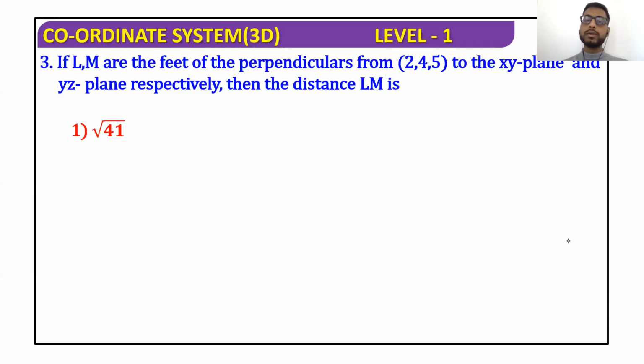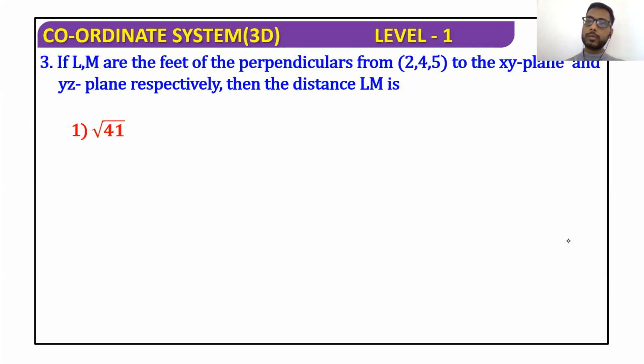But what will I need to use my distance formula? I am going to need coordinates of L and I am going to need coordinates of M. How can I get coordinates of L and M? Some conditions are given to us in the question. First condition is that L and M are feet of perpendiculars from point (2, 4, 5) to xy plane and yz plane.